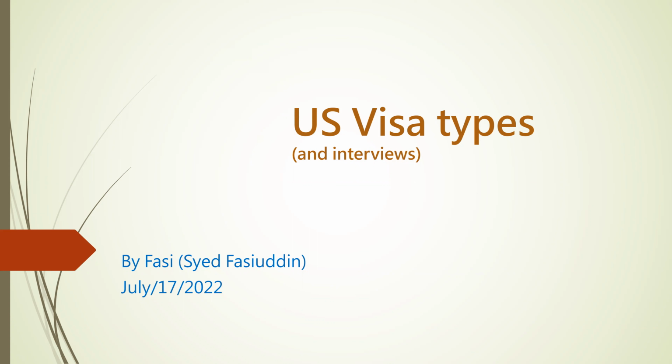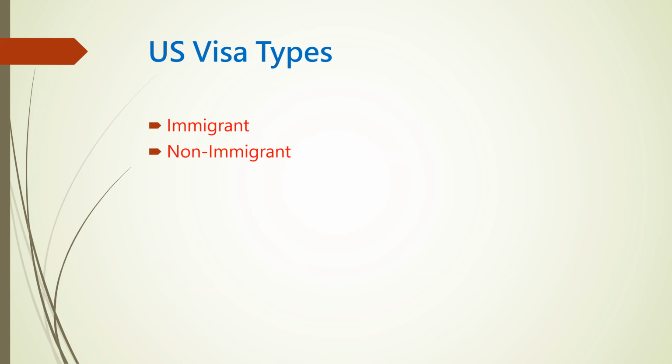So we are going to talk about types of visas and a little bit of information about interviews. Interview changes from visa type to visa type. So to start with, there are two types of visas to come to US, the immigrant visas and non-immigrant visas. The immigrant visa means someone wants to come to US and live in US forever, never go back. And if they want to go back, they might go back, but their intent is to come here and stay here forever.